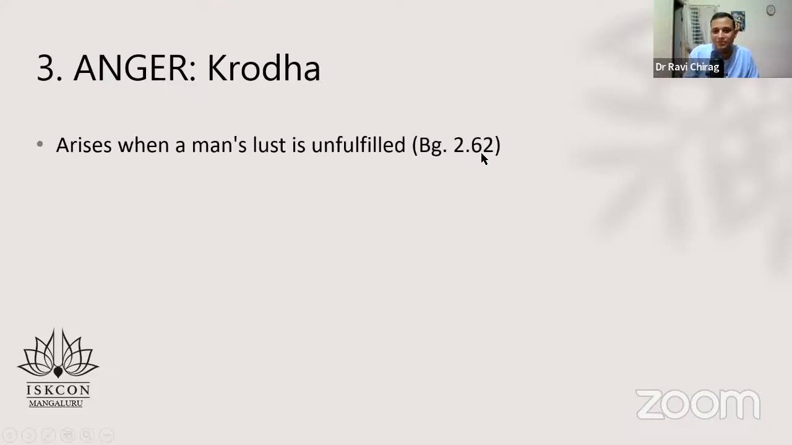So let's see this one. Bhagavad Gita 2.62 says, unfulfilled desire leads to anger. We have seen that. Agitation, frustration happens when desires are not fulfilled. Anger arises when man's lust is unfulfilled. So these are the steps of the fall down. We have seen in the second chapter the steps of the fall down of a person. In that, anger arises when man's lust is not fulfilled.